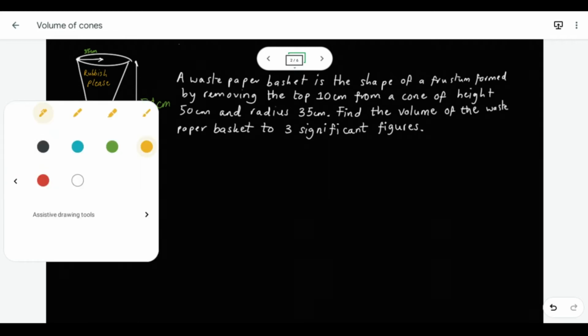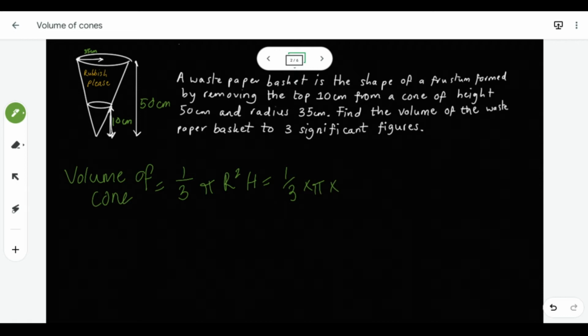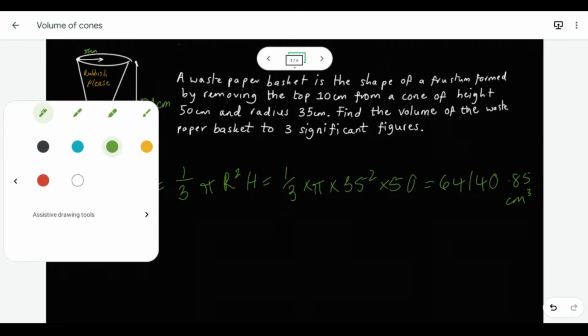Right, so first of all, we calculate the volume of the cone. That can be calculated with a third times pi times r squared times h, which is a third times pi times 35 squared times 50, which is 64,140.85 centimeters cubed.